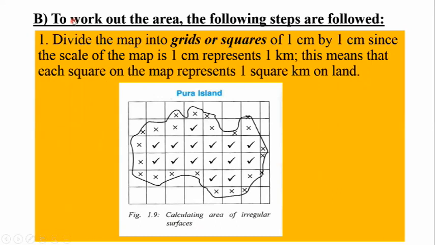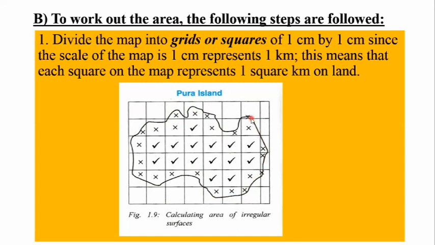Now, to work out the area, the following steps are followed. This one applies for the irregular. What you have done here applies to the regular. So what do you do? The first thing, divide the map. If the feature takes an irregular shape like this one now, this is Pura Island. Pura Island does not have a definite shape. So this one is called irregular shape.